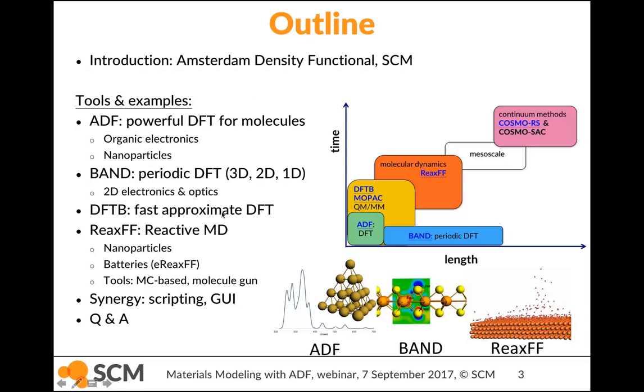So within the ADF Modeling Suite, we have ADF for density functional theory for molecules. We have a periodic extension of that, BAND, and we'll show some examples of how that can be used for studying electronic properties of 2D materials as well as optical properties. I won't talk too much about density functional based tight binding, but essentially it can do the same things as ADF and BAND, but more approximately. It's not as powerful as those two tools, but it's much faster, so you can study much larger systems.